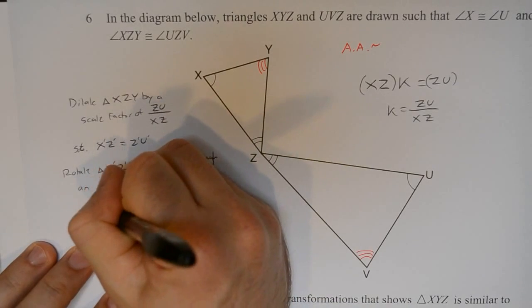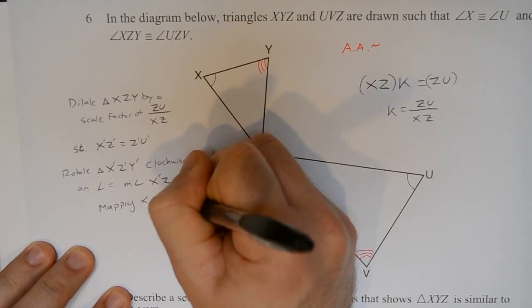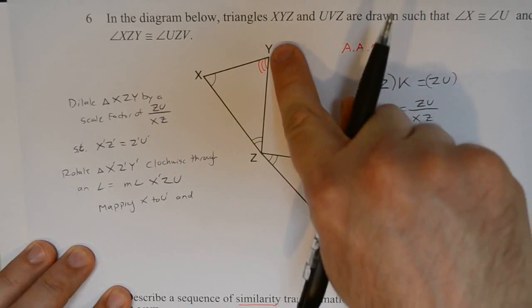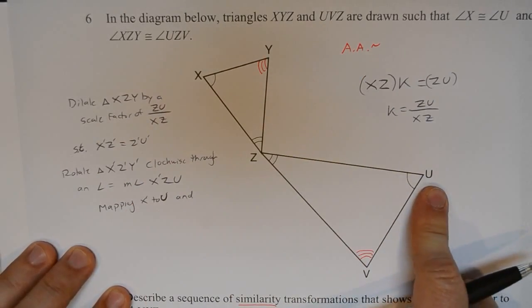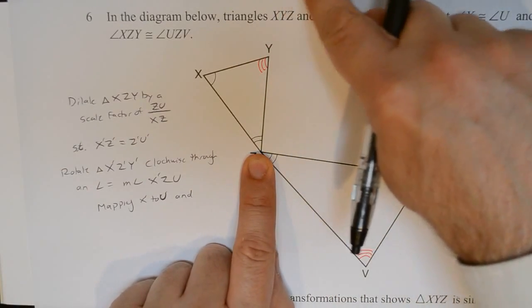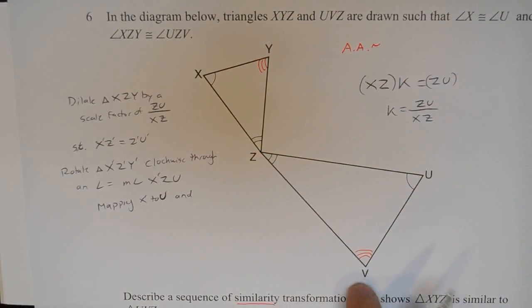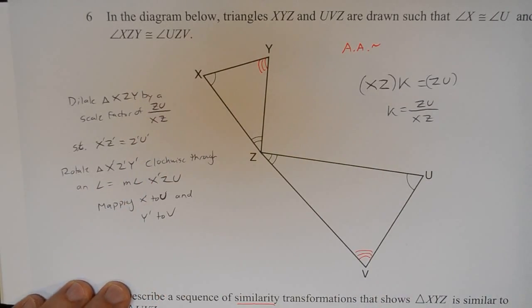So this will map x prime to u, and it will also map y prime to v. Oh, sorry, that's not u prime, that's just a u. U hasn't changed, right? Also map y, so y got extended to y prime, and now we're going to rotate around, and it's going to put y right on top of v. And y prime to v.